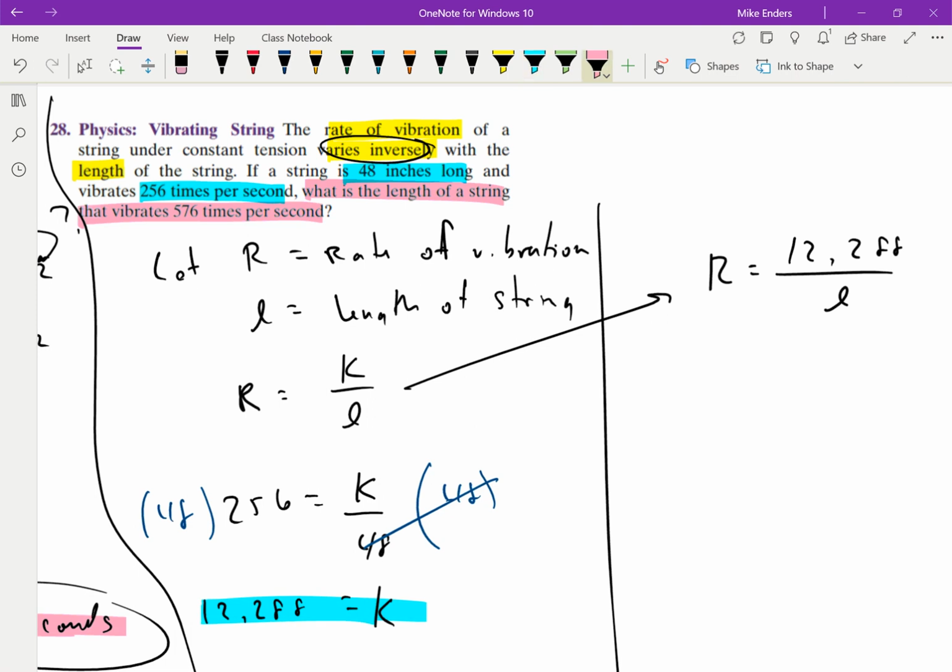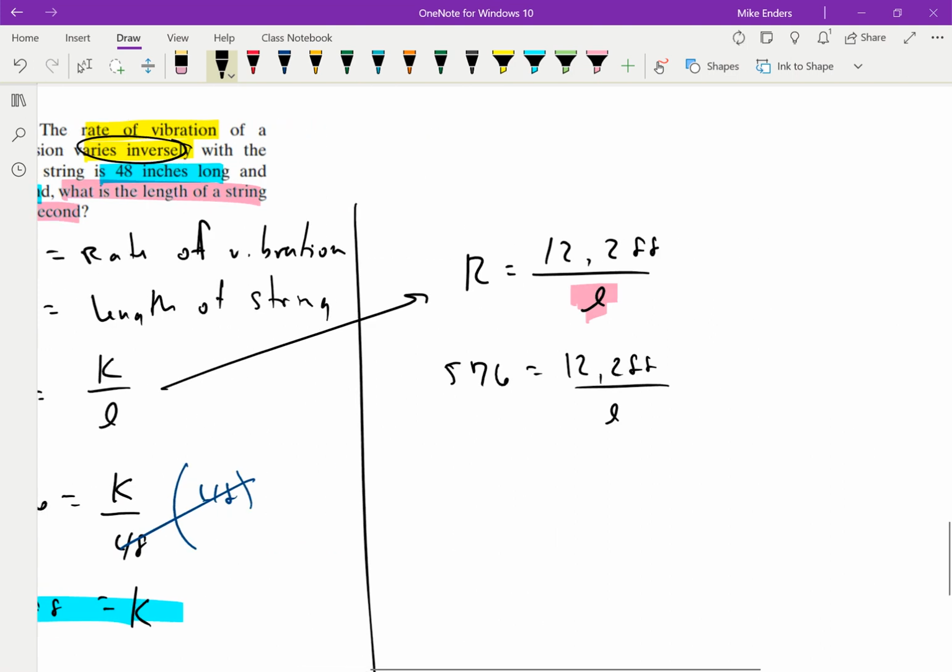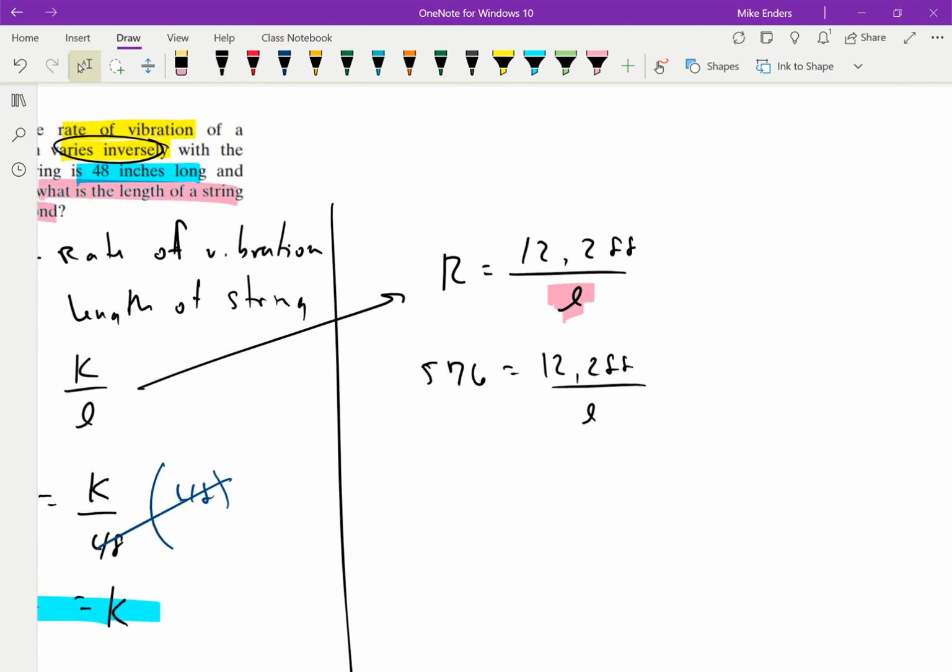Now we're going to figure out, what is the length of the string? We're going to try to find L here. That vibrates 576 times per second. So 576 is a rate. So 576 equals 12,288 divided by L. Now, in this case, we're trying to figure out L, and this is the first question that we've had where our denominator holds the variable.